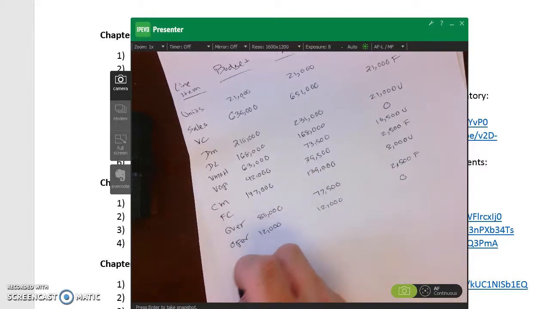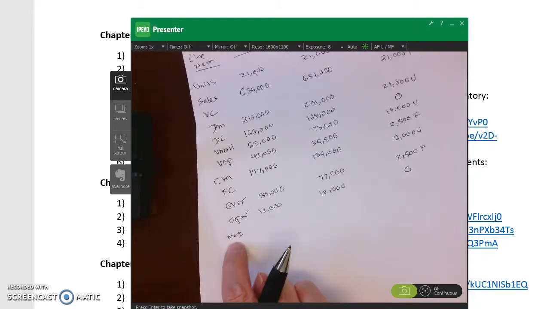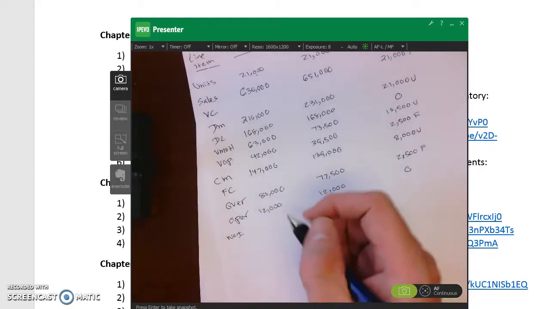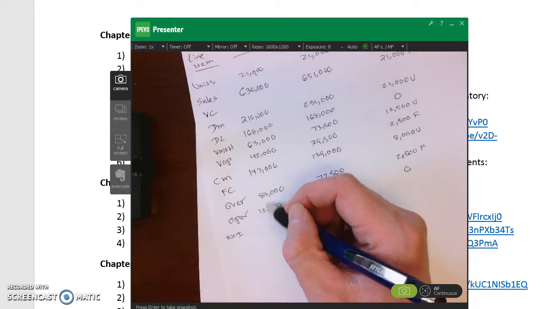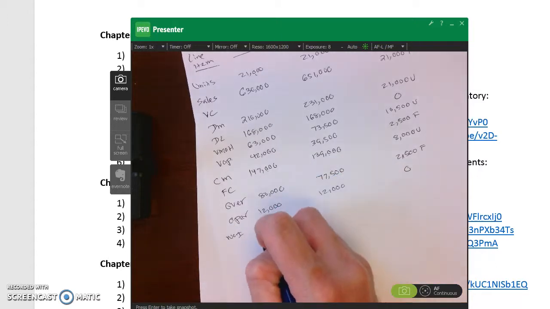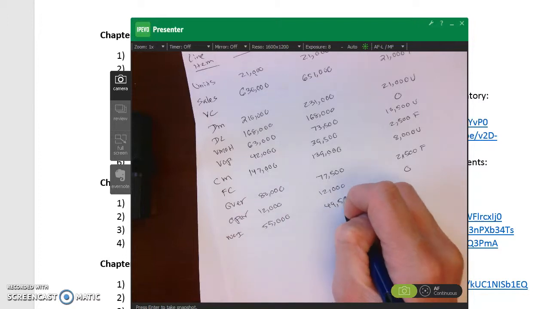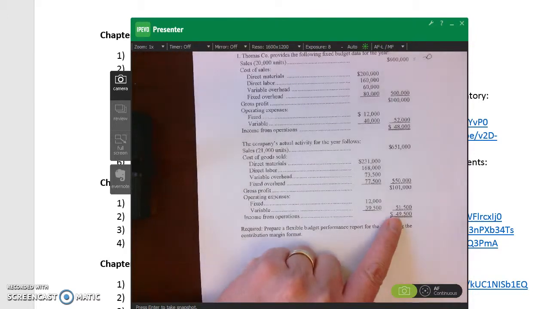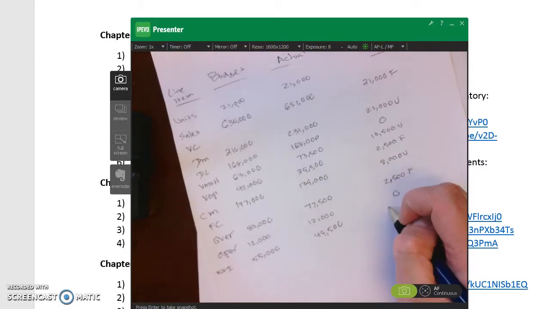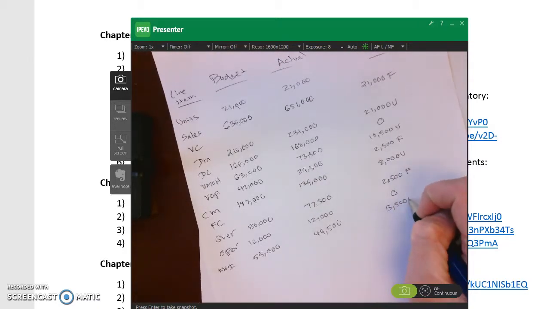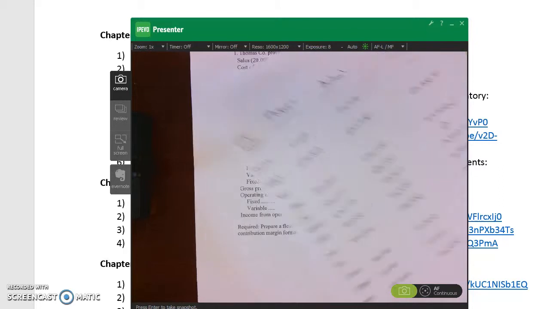And then I can come over here and I can calculate my income from operations, my net operating income, and I can take my contribution minus my 92,000 in fixed costs, which gives me 55,000, and then of course we pull in our 49,500 actual income from operations right there, and what I end up seeing is 5,500 unfavorable. So what is this telling you?